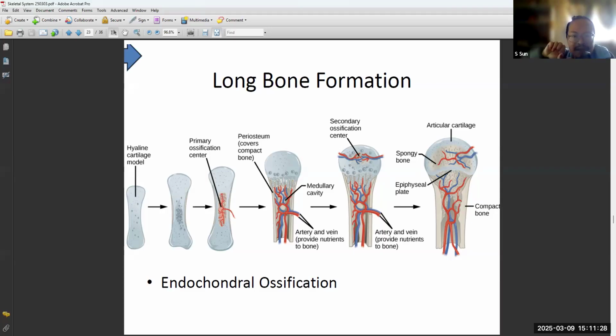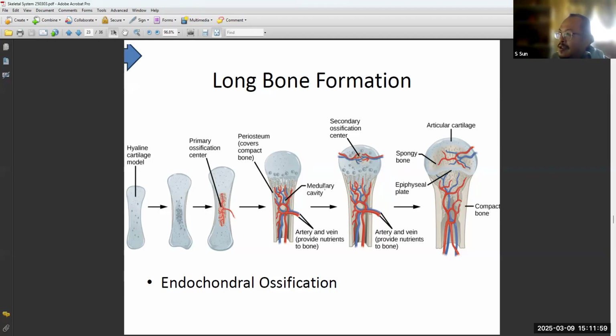Once it's hardened, it's fixed. But the soft portion, the cartilage portion, can keep on growing. From the two ends, it also starts to harden. That's the secondary ossification center becoming hardened, and the two will meet in one area. This is called the epiphyseal plate. So that's how we grow.